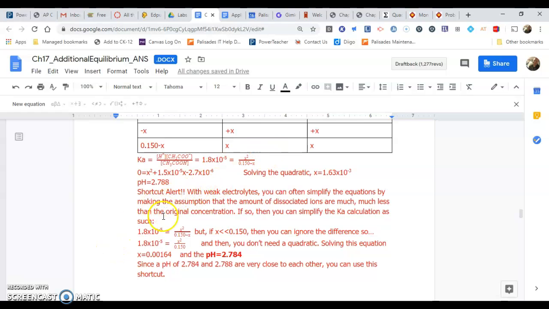Okay, and here's what it is. If you don't do a quadratic, then you can assume that x is much, much less than 0.15. So you ignore the difference between 0.15 minus x, that 0.15 minus x part that makes it into a quadratic, you just ignore it. And then it becomes x squared over 0.15. Then you don't need your quadratic. You just solve it, and you get x equals 0.00164. Compared to 0.00163, that's pretty close, so it's okay, right? The pH of 2.784 and 2.788, not much different at all. So use the shortcut, okay? You can use that shortcut all along.